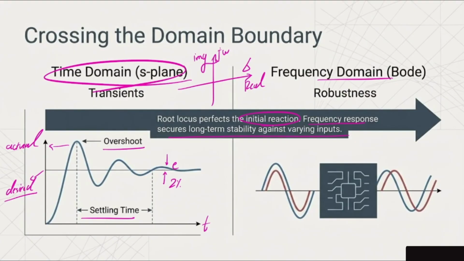Another important thing is about crossing the domain boundaries. It means that so far, most of the time, we talked about the time domain, or we talked about the S-plane. So in the time domain, if you consider that time is your main variable, based on the changing of the time, you do have some changes in what?